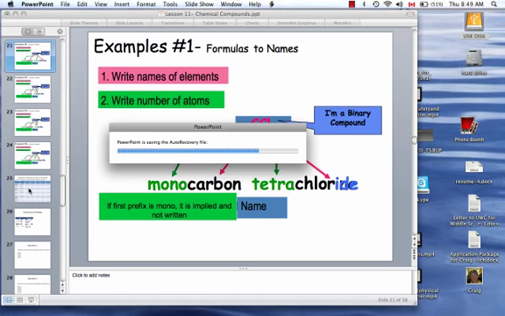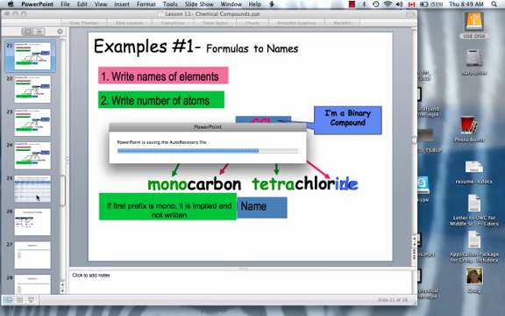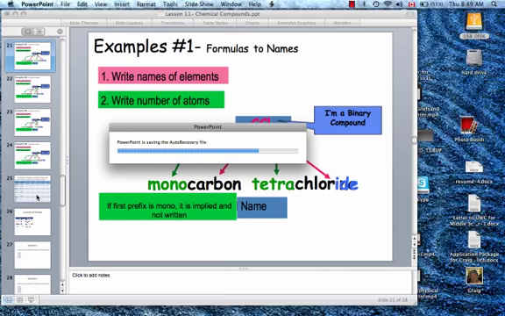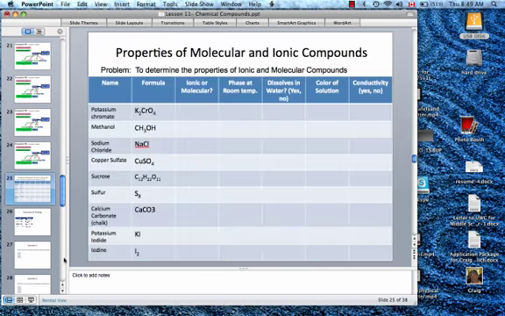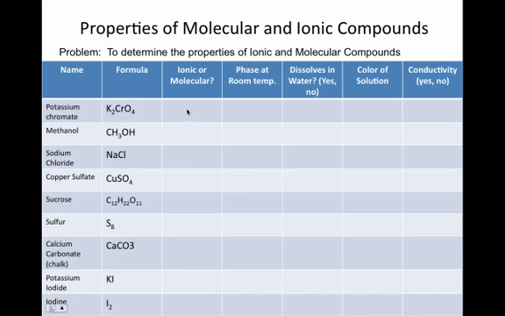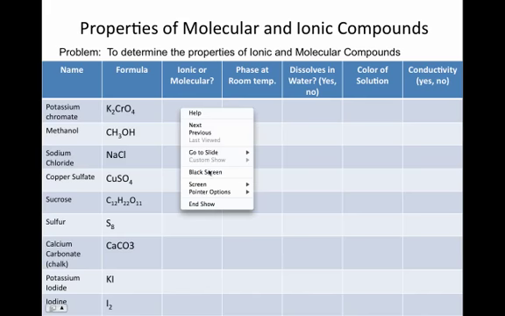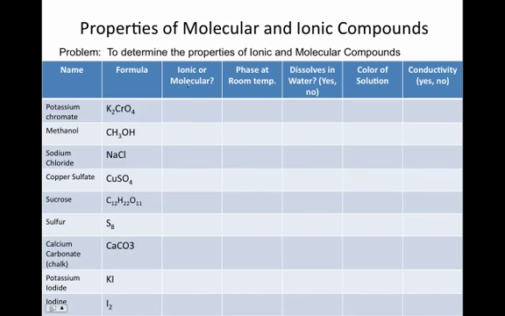We did this lab that I'm going to move to on properties of molecular and properties of ionic substances. And so I want to talk about that. Here it is. So we can use our knowledge of the fact that a metal ion and a non-metal ion indicate ionic, and all non-metals indicate molecular.